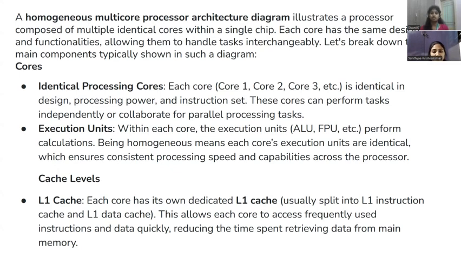Next, we have the execution unit. Each core contains execution units like the arithmetic logic unit and the floating point unit. The arithmetic logic unit performs arithmetic and logical operations, while the floating point unit handles complex calculations such as those involving decimals. In such a homogeneous architecture, each core has identical execution units, which ensures that no matter which processor is processing a task, it does so with the same speed and precision. This uniformity is crucial for predictable performance and simplifies the design and programming of the system.